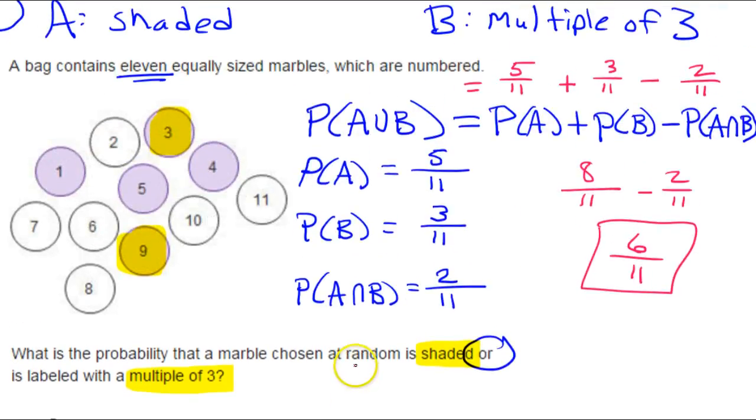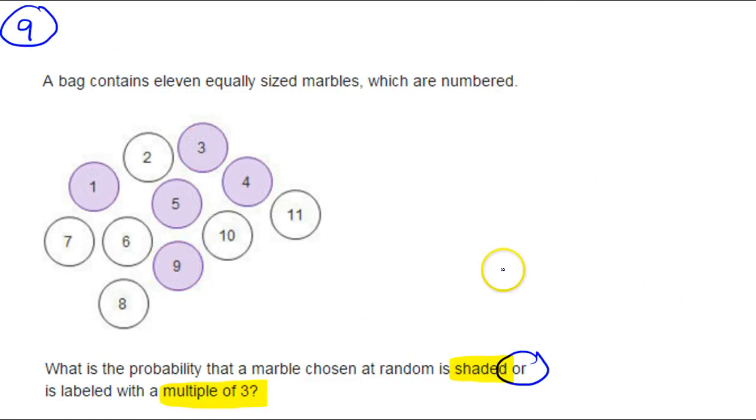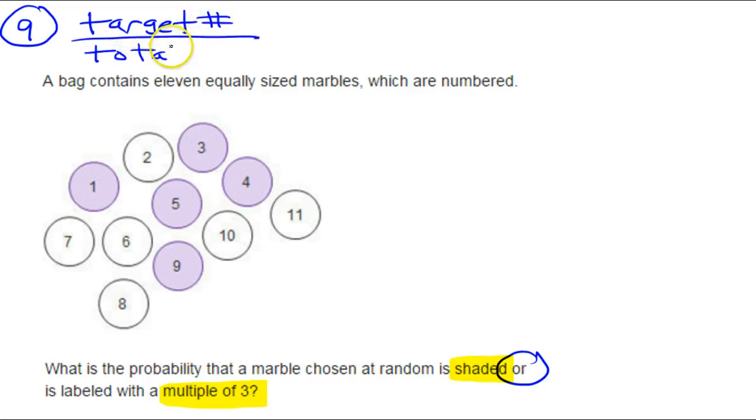Now, here's another way to think about it if you wanted to just use your common sense instead of trying to use a formula. I'm going to do the whole problem again real quick using common sense. In general, probability is always going to be the target number of outcomes divided by the total number of outcomes. Target over total. There are 11 marbles, so the total number of outcomes was definitely going to be 11.